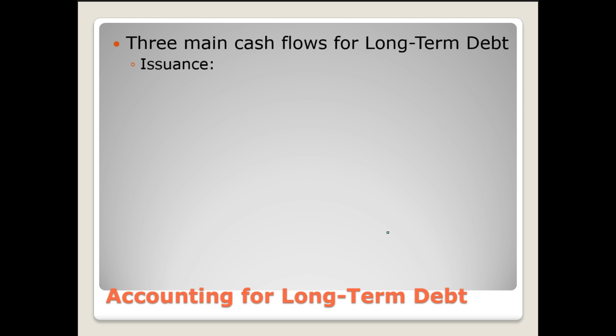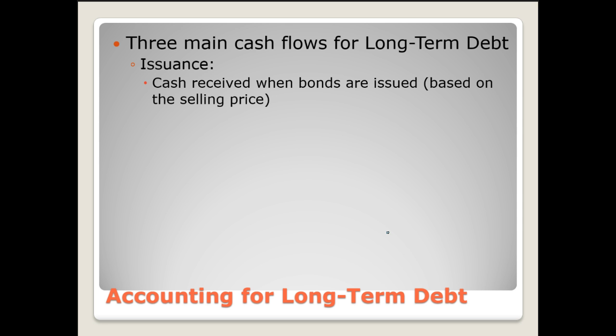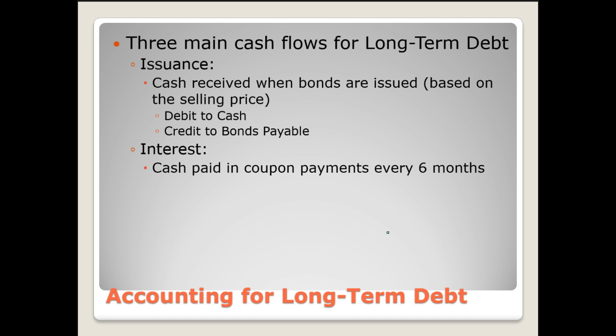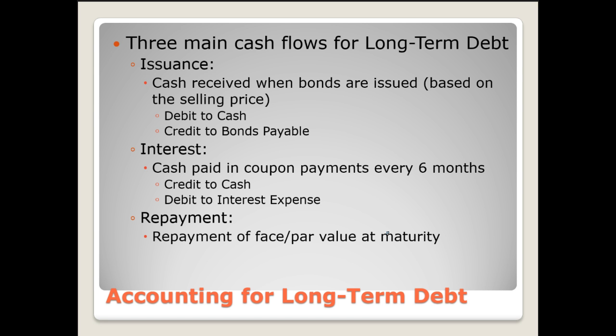Now, there are 3 main cash flows for long-term debt, especially in bonds. There's the issuance amount. That's the cash that's received when the bonds are issued, and it's going to be based on the selling price. There will be a debit to cash of the exact amount of money received on the sale. Then there will be a credit to bonds payable. The interest payments are any cash paid in coupon payments every 6 months or perhaps every year if it's an annual payment. So there'll be a credit to cash and a debit to interest expense. When the bond is actually repaid, there will be a repayment of the full face value of the bond, so that'll be a credit to cash and a debit to bonds payable so that we can clear the bonds payable.